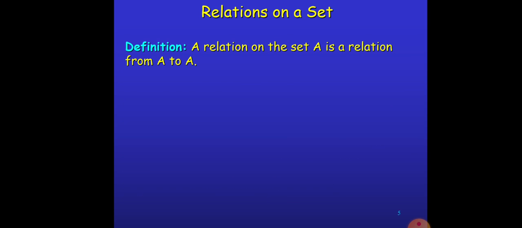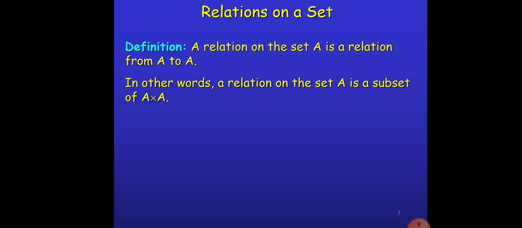Now, a relation on a set A is a relation from A to A. Firstly, we were doing relations from A to some set B, but now we are doing it on the same set. Same set means from A to A only. Elements of A are related to elements of A only. In other words, a relation on the set A is a subset of A cross A.